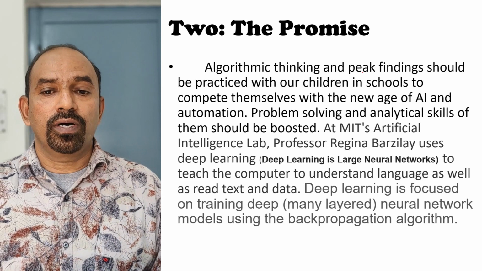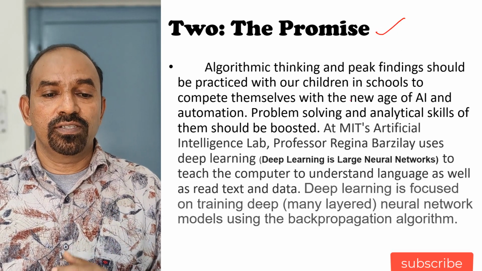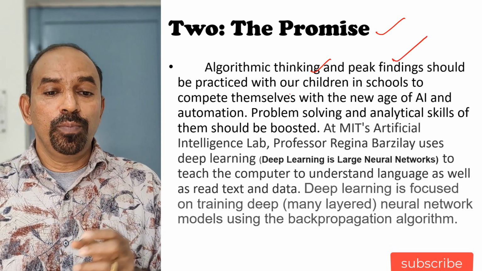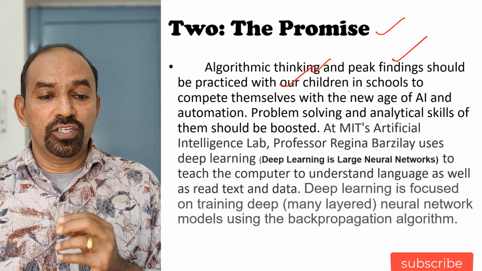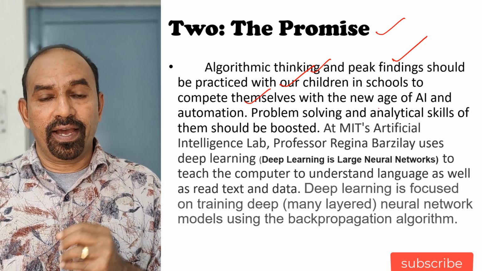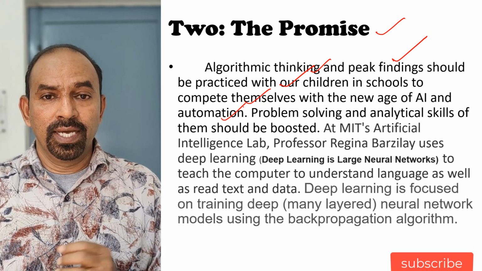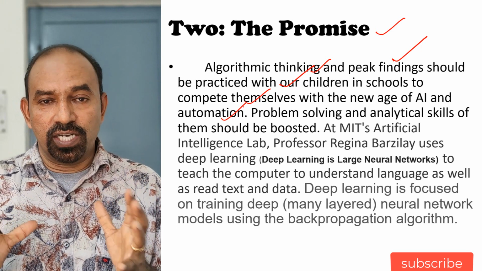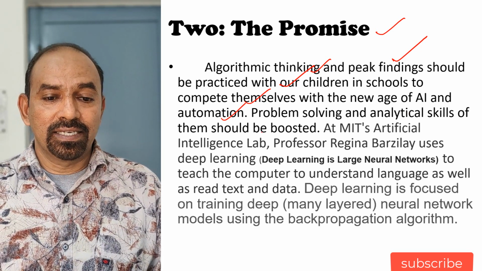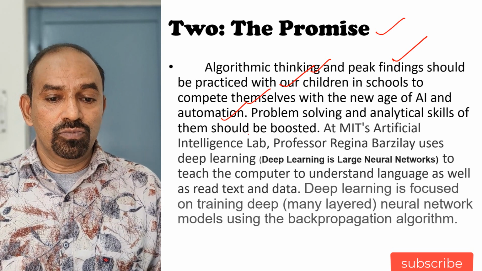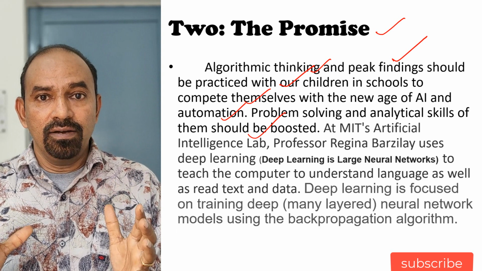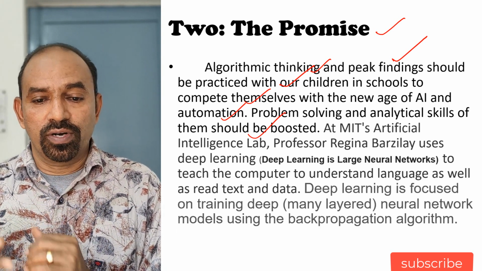In the second part, the promise, it says algorithmic thinking and problem solving should be practiced with our children in schools to compete with the new age of AI and automation. This is an analysis of the second part. Problem solving and analytical skills of them should be boosted. So what is the need of the new generation of children?